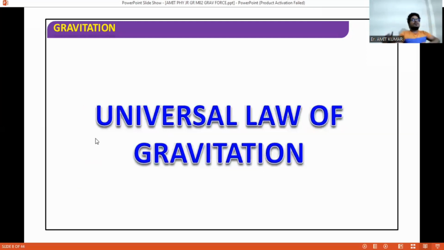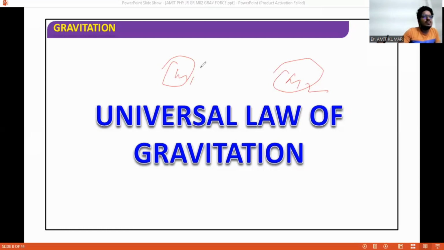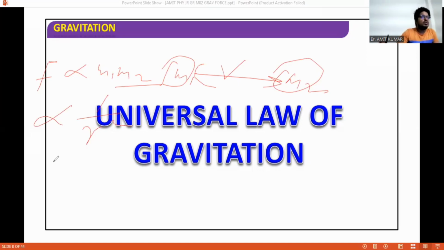Now I talk about the universal law of gravitation. What is the universal law of gravitation? If there are two heavy masses, m1 here and m2 here, there will be a force of attraction between both masses. The force is proportional to the product of m1 and m2 and inversely proportional to the square of the distance between them. Combining both, F is proportional to m1 m2 divided by r square.